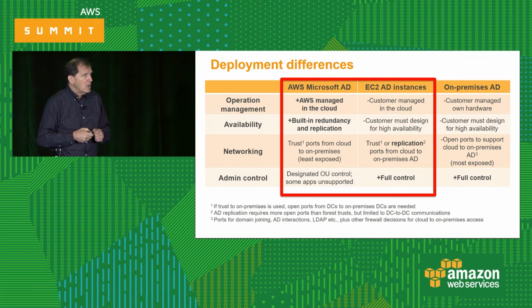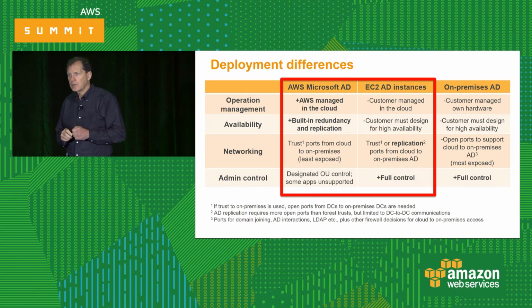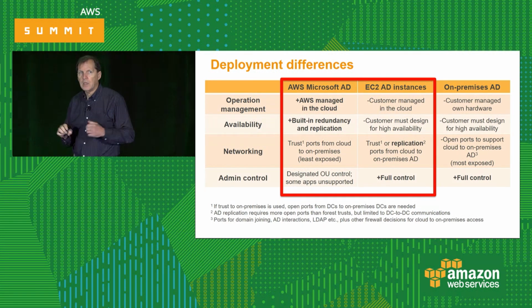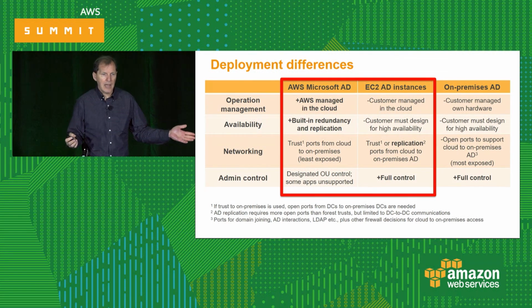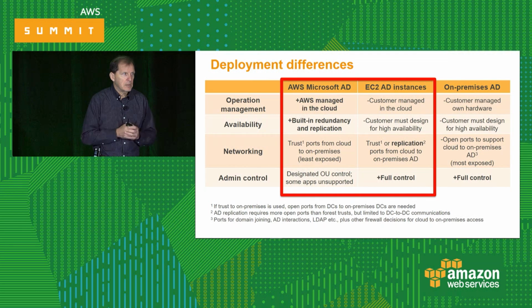For networking, if you're using a trust, you have the fewest number of ports that you have to open between your on-premises network and the cloud. And so that's a plus for using a trust model.